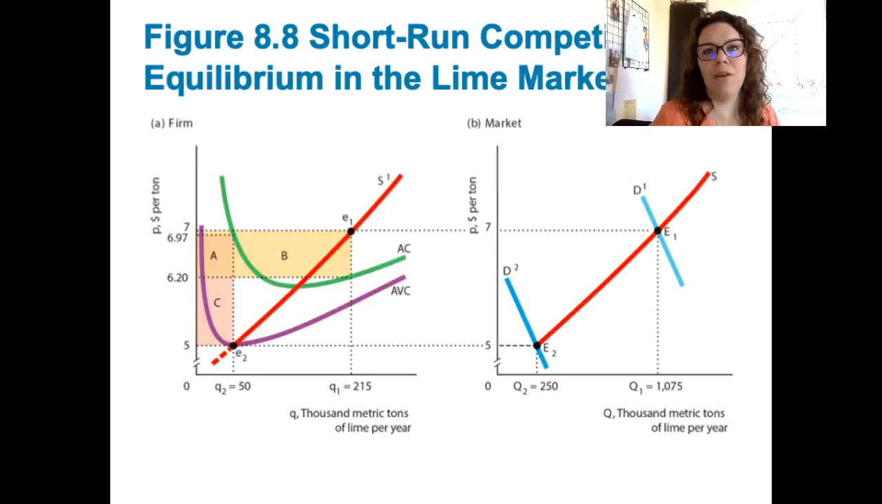Last graph we want to talk about is the short-run competitive equilibrium in the lime market. And the idea here is that if we have an average cost curve, firm supply curve, an average variable cost curve as we see, we can imagine that this market supply is going to be able to tolerate multiple equilibria depending on market demand. So basically any equilibrium between E1 and E2 is possible, or any equilibrium from E2 and beyond, depending on where the price falls, depending on where market demand lies.